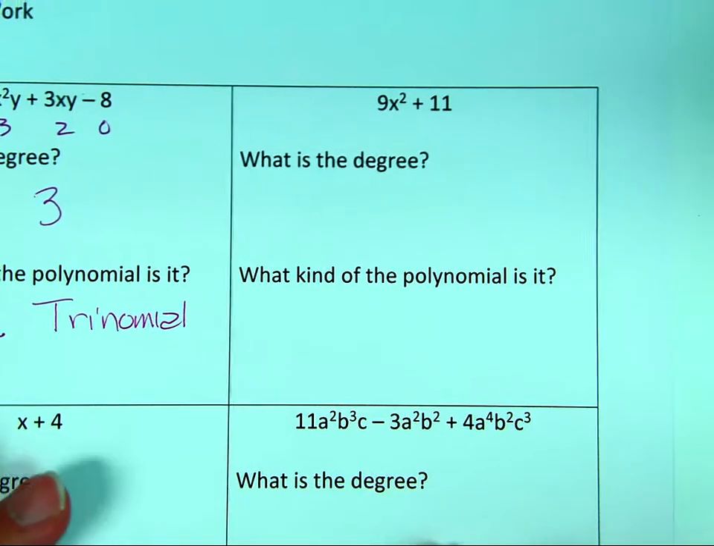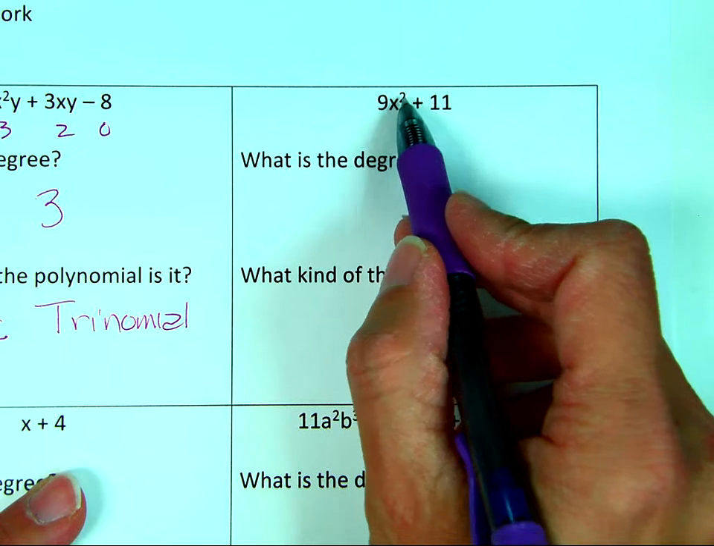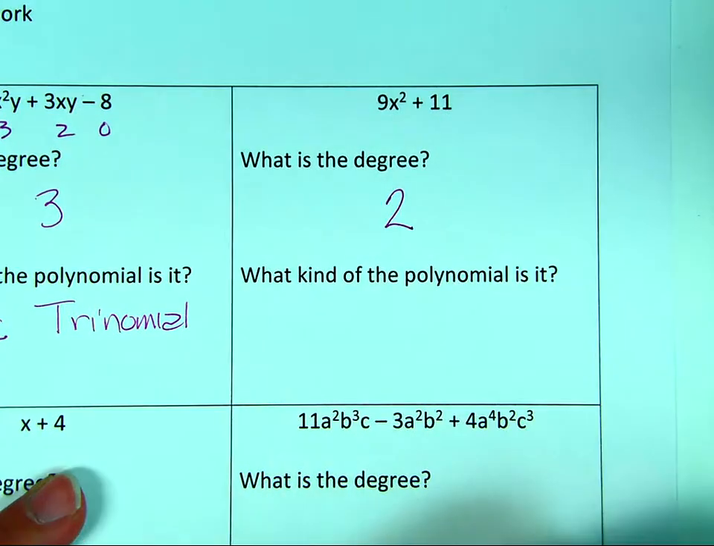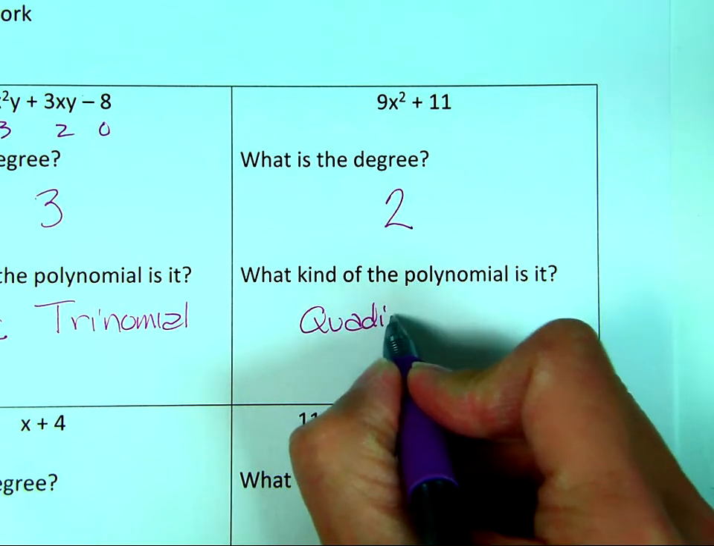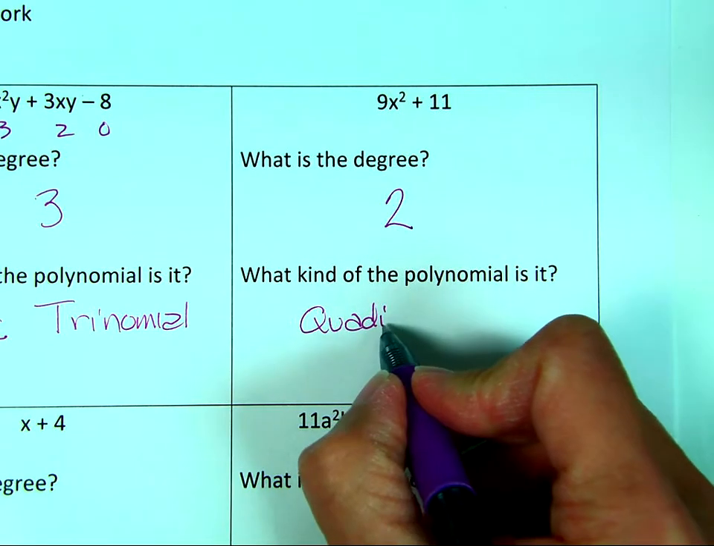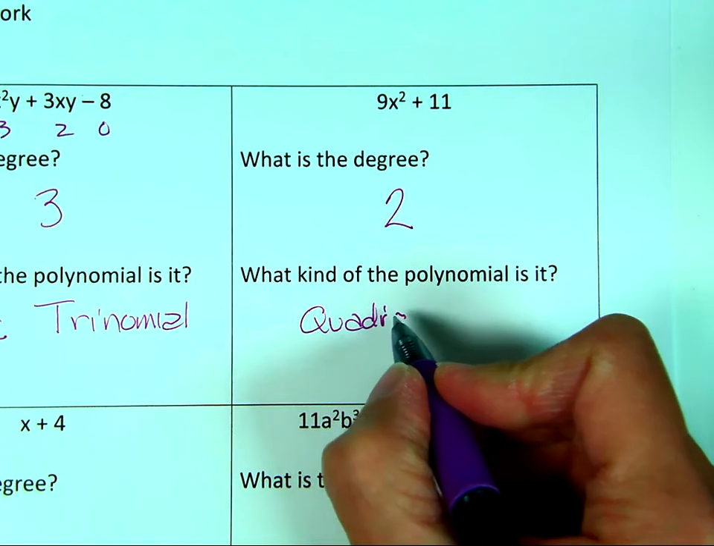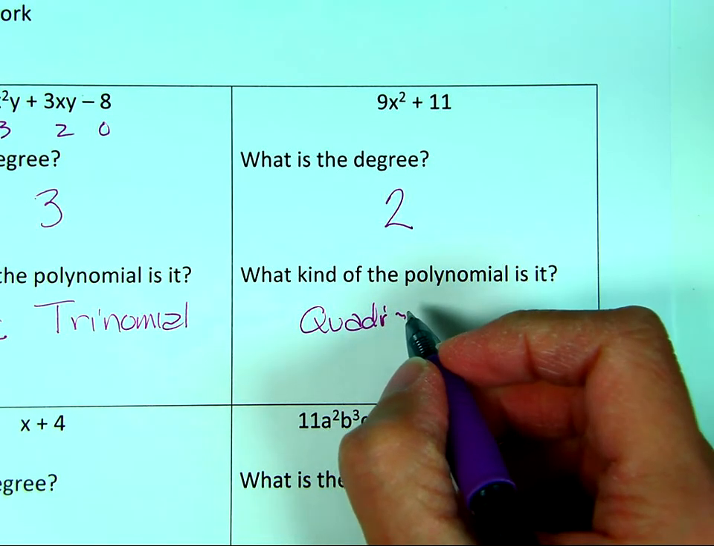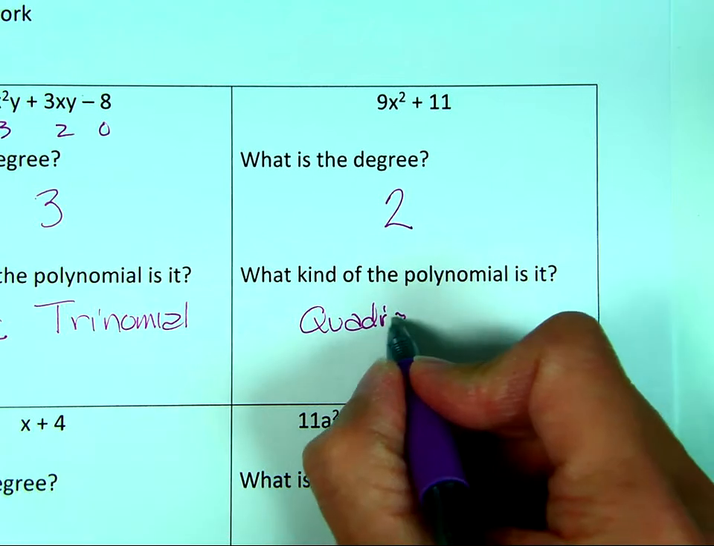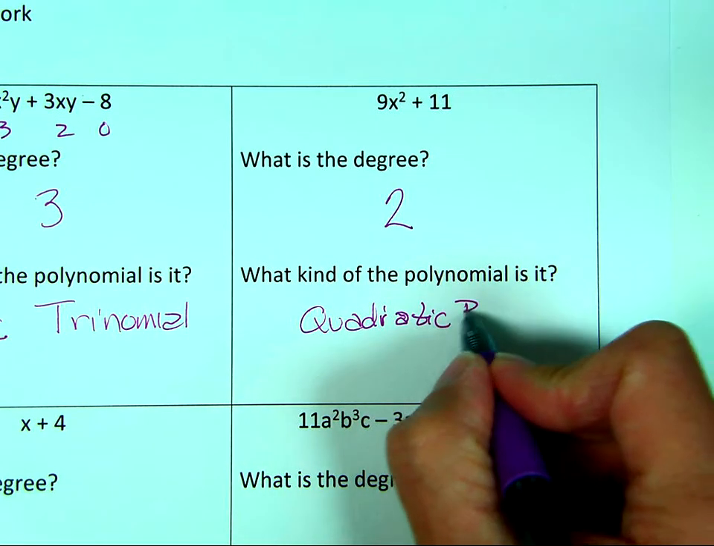Alrighty, what is the degree? Well, there's only one variable, and it has a 2 on it, so we know our degree is 2. What kind of polynomial is it? Well, it's a quadratic. If it has a degree of 2, it's quadratic. And I can't spell today. That is terrible. I am not a good speller, but that's okay. We'll get it done. Quadratic, and then it's a binomial.